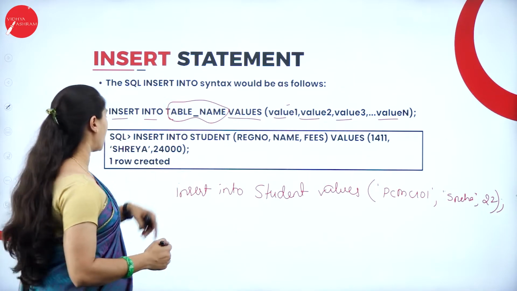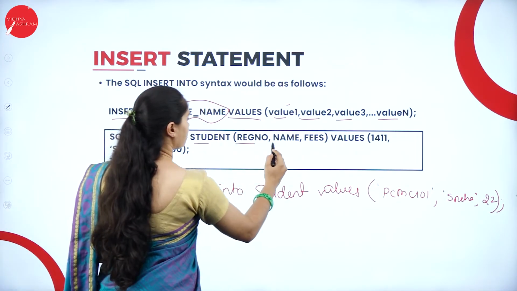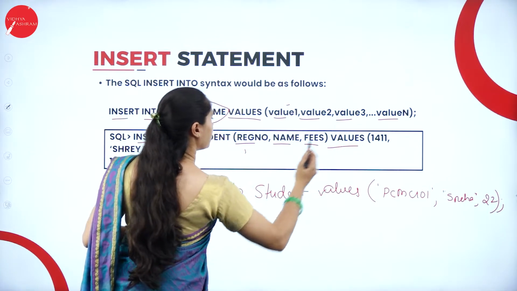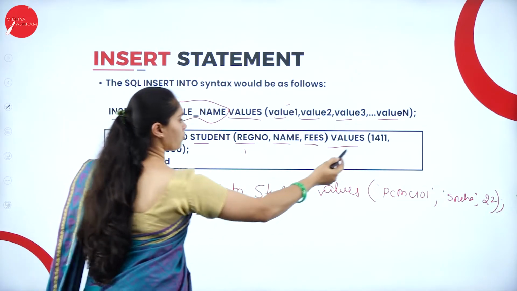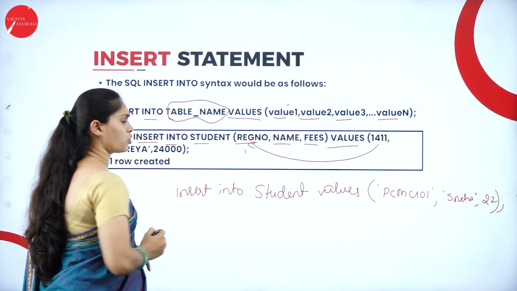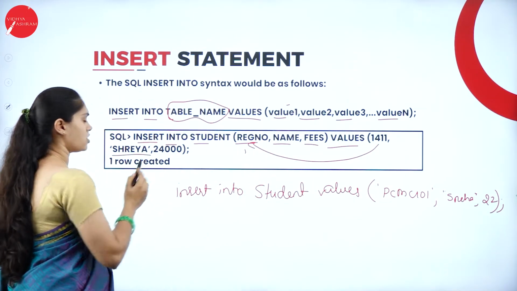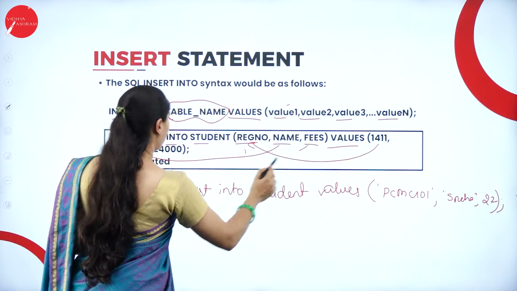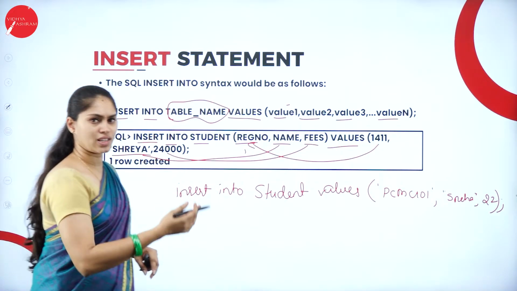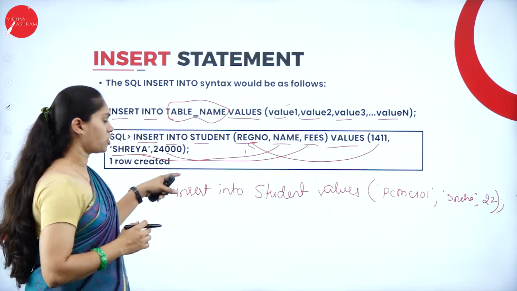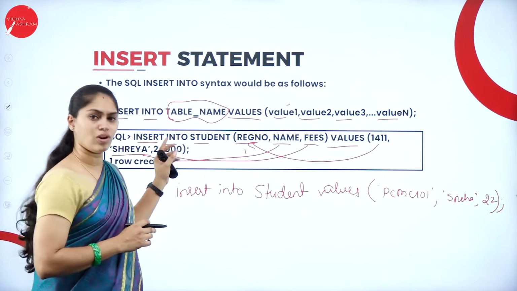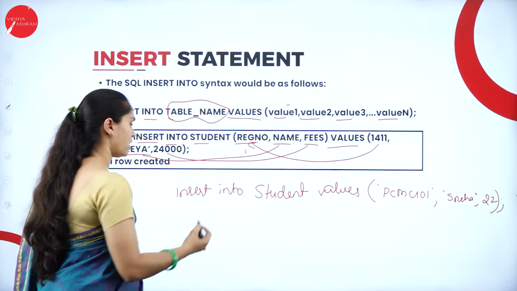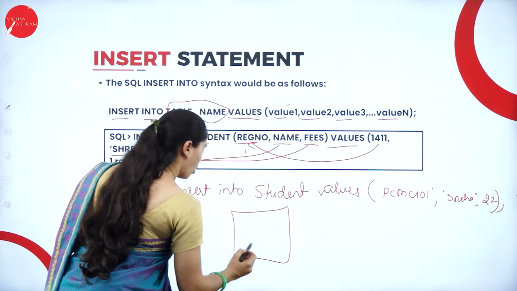So here I have one example. Insert into student register number, name, fees. This was the earlier method 1. And directly we have the values. 1411 corresponds to the register number. Here we also have Shreya, which is the value for the name. And we also have fees, that is 24,000, which is the value for fees. Then we close the parenthesis with a semicolon, which indicates that we are done with a single insertion into a table.